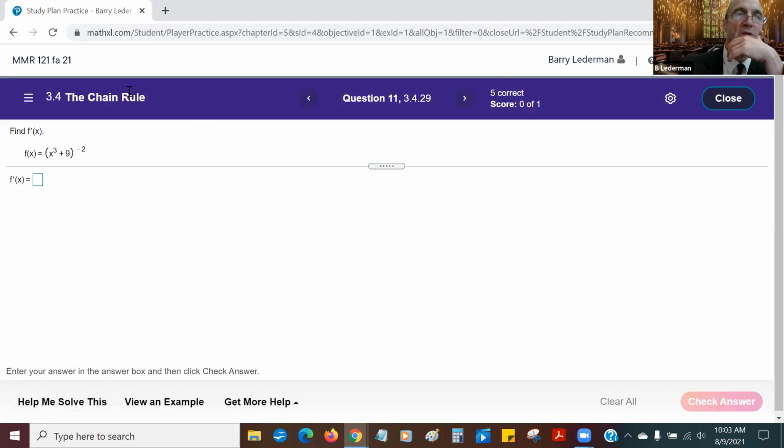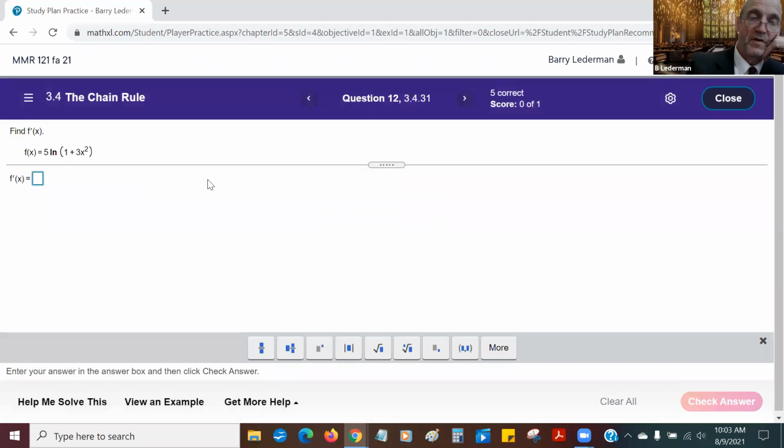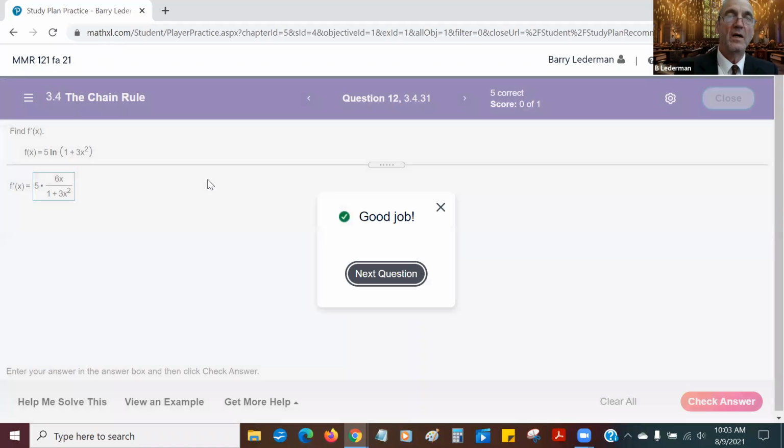Let's find a triple decker one. I want to look for one that's a triple decker. Well, let's just do this one. It's going to be 5 times. Now we saw kind of a rule that I'm going to do the derivative of the inner guy over the inner guy. So it's going to be 6x, and on bottom, I'm going to have 1 plus 3x squared. This follows a rule that we had seen already.